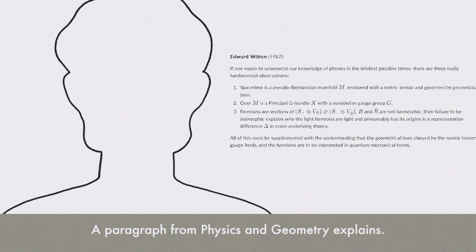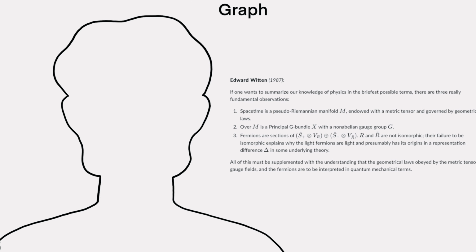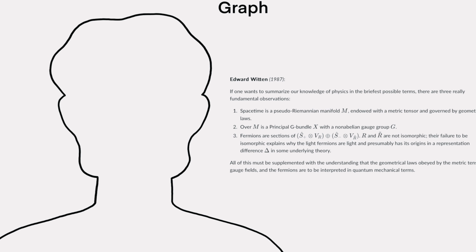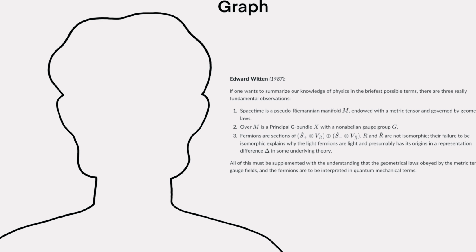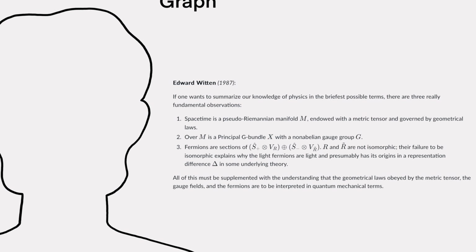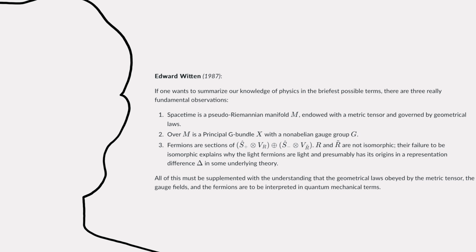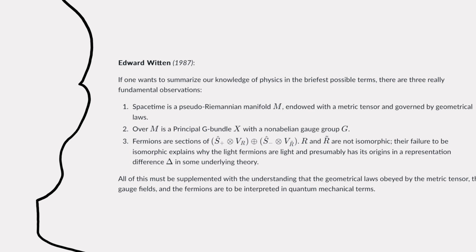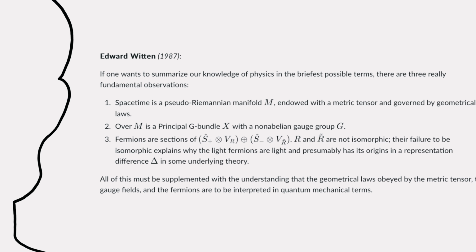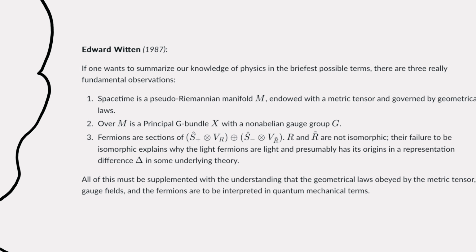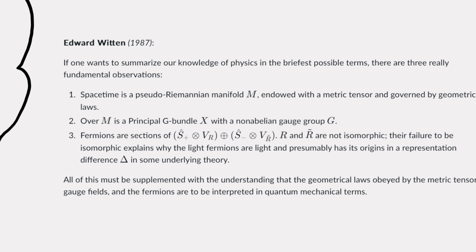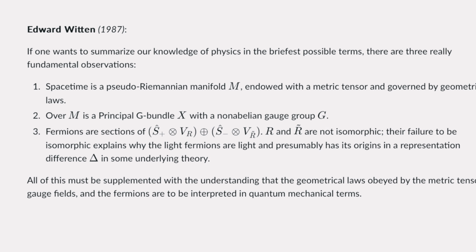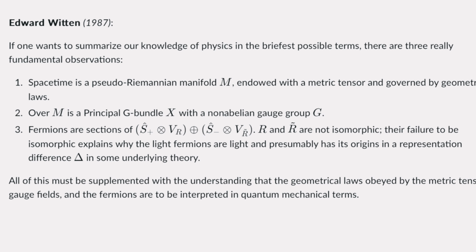Spacetime is a pseudo-Riemannian manifold M endowed with a metric tensor and governed by geometrical laws. Over M is a principal G bundle X with a non-abelian gauge group G. Fermions are sections of S-hat positive tensor product V sub R, direct sum S-hat negative tensor product V sub R-tilde. R and R-tilde are not isomorphic. Their failure to be isomorphic explains why the light fermions are light and presumably has its origins in a representation difference delta in some underlying theory.